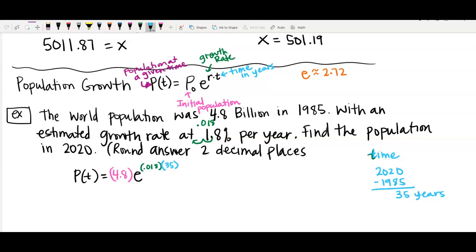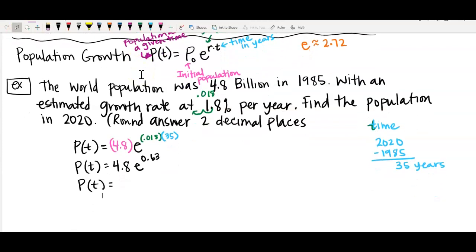Now a lot of this is just going to be using your calculator to figure it out. With this one, if your calculator can't put all of this in at the same time, it'd be best for you to figure out what 0.018 times 35 is, which is 0.63. So I'm just going to write this down here: we've got 4.8 times e to the 0.63 power. Again, if your calculator won't do it all at the same time, and some won't, follow these steps I'm showing you here. If you try putting it in and don't get the same answer I get in the end, use these steps.